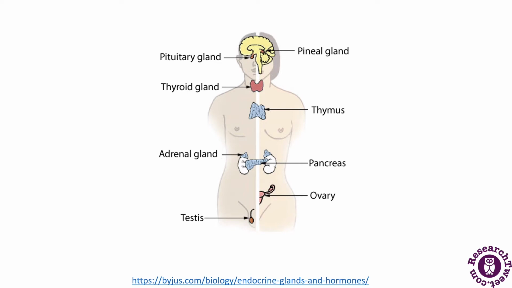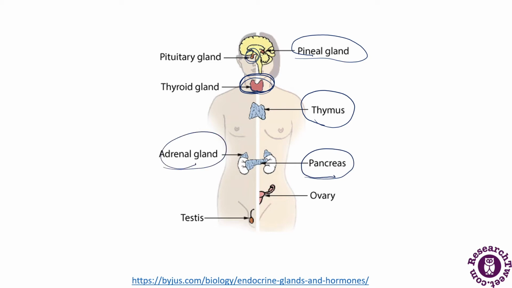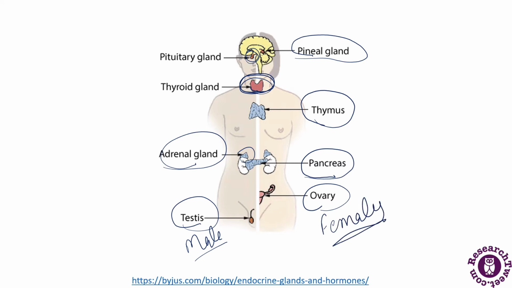Now, as you can see in this figure, there is a representation of various glands which we discussed in the previous slide as well. There is the pituitary gland, which is part of the brain. Then the pineal gland, which is also part of the brain. The thyroid gland is situated in the neck region. Then come the thymus gland and the pancreas. There are adrenal glands which are present on the kidneys. Then the testes, which are present in the males, and the ovaries, which are present in the females. So this was about the glands.